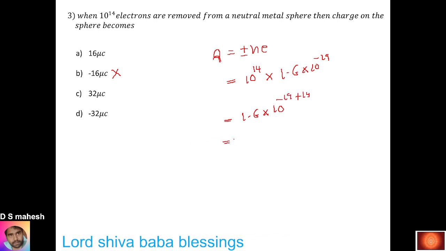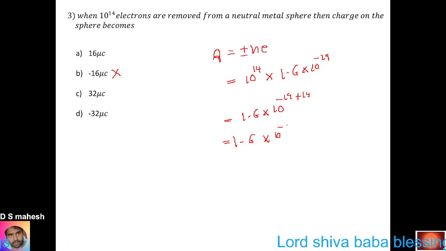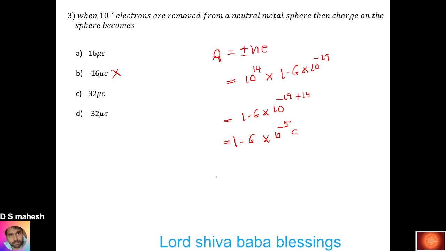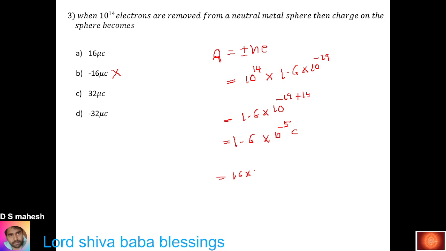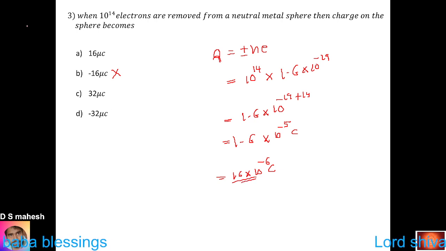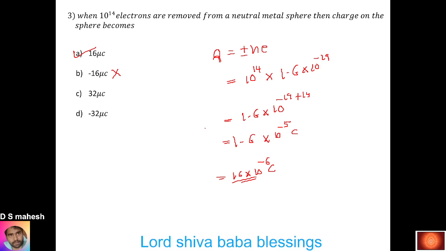So that should be equal to 1.6 into 10 to the power of minus 5 coulombs. So this would be approximately 16 into 10 to the power of minus 6 coulombs. So the right answer is option A, 16 microcoulombs. Now let us move on to the next question.